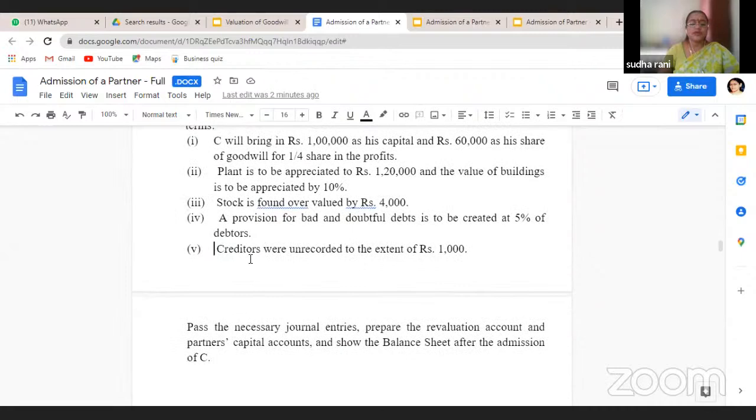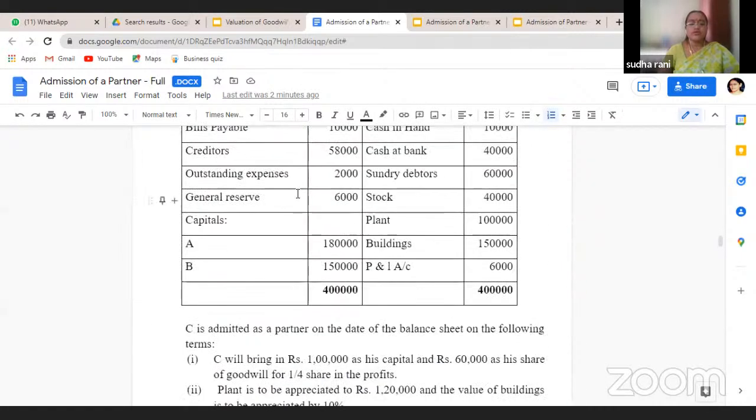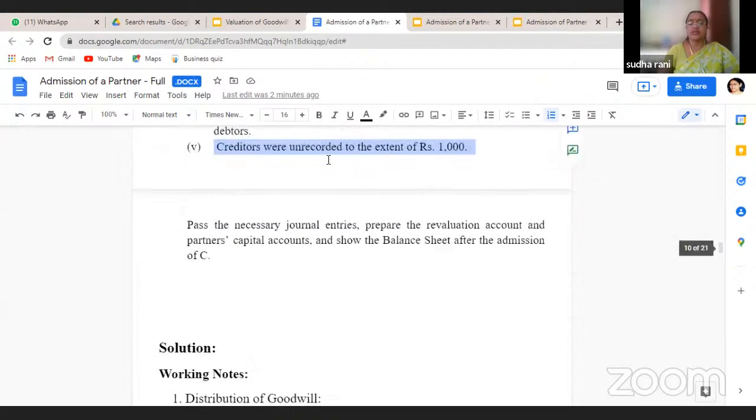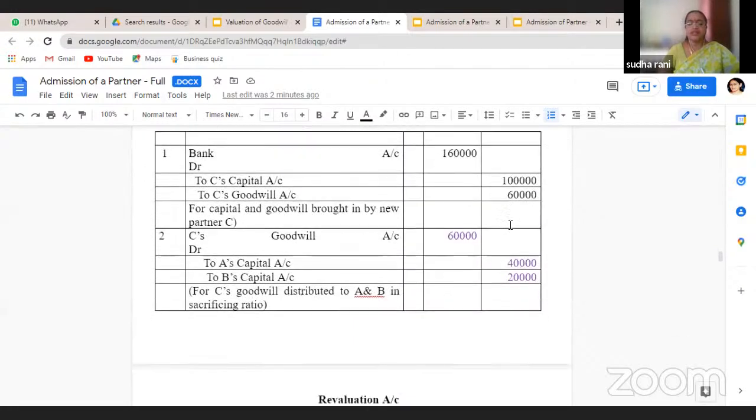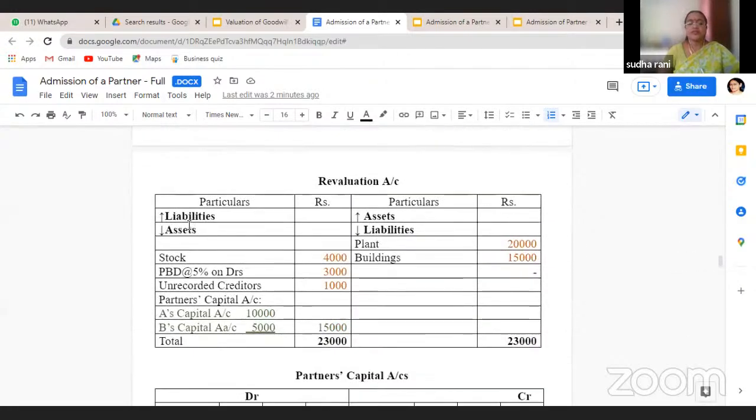Okay, now next, fifth point. What is the fifth point? Creditors were unrecorded to the extent of 1,000. In question, creditors were showing 58,000, but he is saying it is 1,000. They forgot to record, unrecorded. Means your liability increased, right? Unrecorded means your liability increased by 1,000. So increase of liabilities on which side? Debit side. So unrecorded creditors 1,000. That's how we made a table.